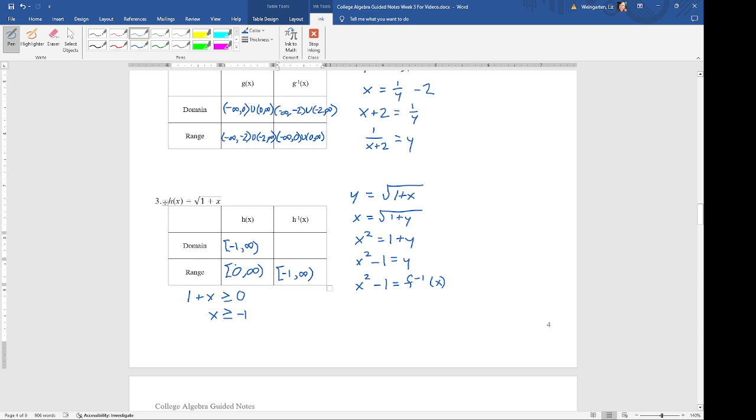So the domain has to match the range of our original, otherwise there are no domain restrictions here. So the domain of the inverse, the only numbers that we can put in are non-negative numbers.